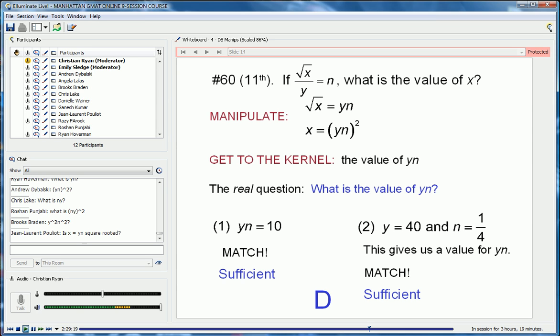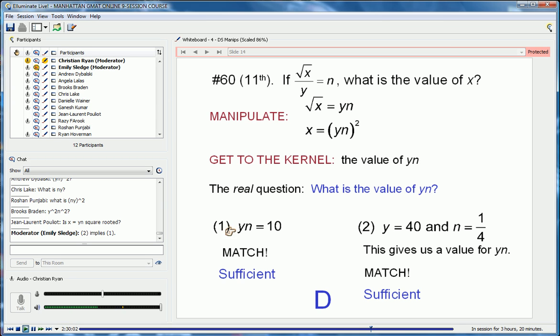Notice also that this is not totally unusual, but it's a particular kind of data sufficiency in which one of the statements fully implies the other one. That is, statement 2 implies statement 1. If you know statement 2, you get statement 1 for free. There's no way that y can be 40 and n is a quarter and not have this be true. Notice it doesn't go the other way around, but if you know statement 2, you know as well the contents of statement 1.